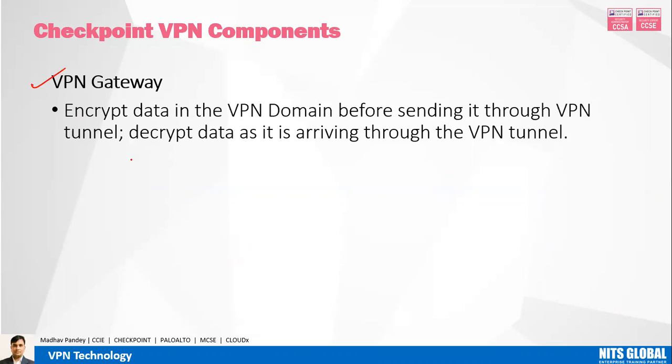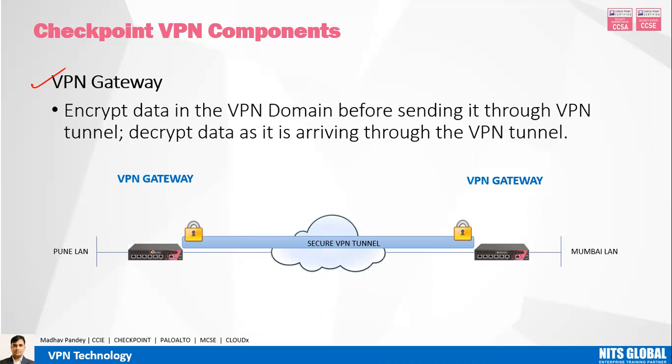What is that VPN gateway? VPN gateway means it encrypts data in the VPN domain before sending it through the VPN tunnel. It is something which encrypts your data before sending it to the tunnel and decrypts data as it arrives through the VPN tunnel. So what is that? These firewalls are your VPN gateways. Whatever data you are sending, this gateway encrypts and sends through the tunnel. Whatever you are receiving here, it is decrypting and providing you as the original data. So this is your VPN gateway.